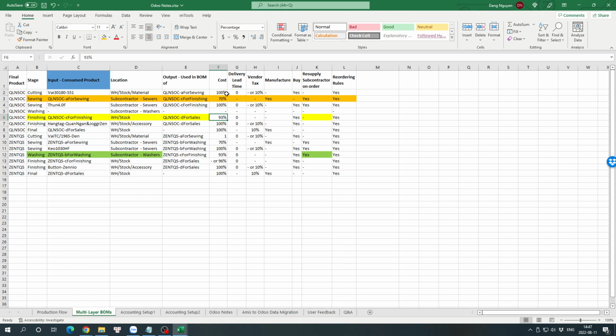But yeah, delivery lead time, vendor tax, manufacturer, the typical setup to take a look. So this is a quick reference when you start creating something new, a new product with new bill of materials and new setup. Quick reference to it is here.